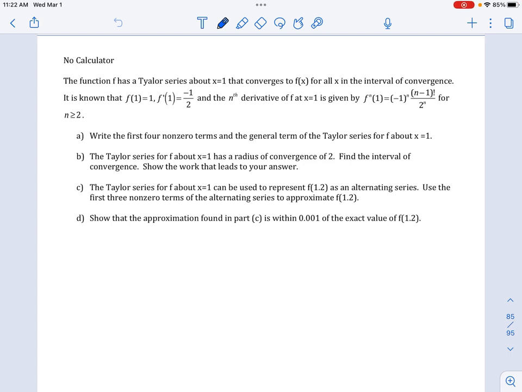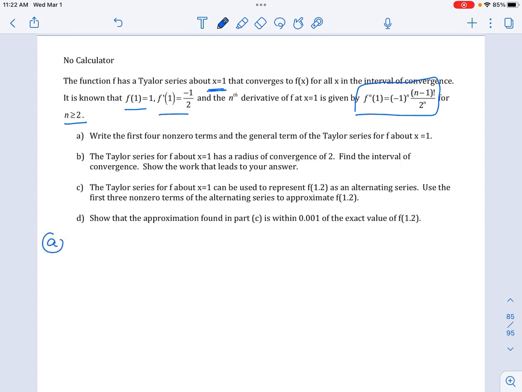Okay. It says the function f has a Taylor series about x equals 1, and it converges to f of x for all x in that interval of convergence, whatever that may be. It is known that f of 1 is 1. It also gives me the first derivative, and it gives me a way to calculate any other derivative using the formula for the second derivative and beyond. So we want the first four non-zero terms and the general term for the Taylor series.